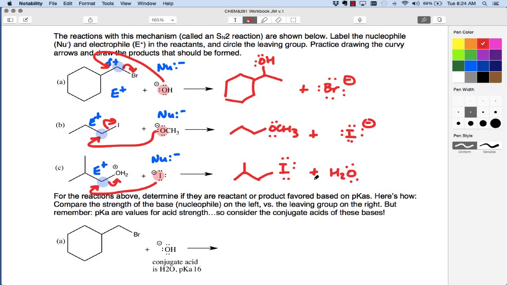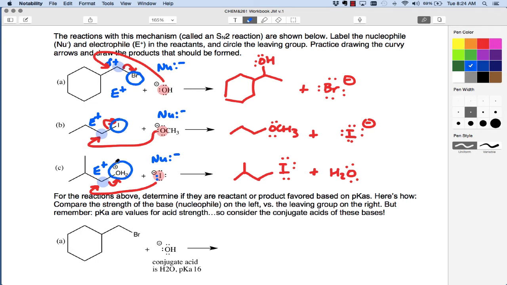All right, guys, so we're back, and I wanted to point out a typo here. Did you guys see it? This iodide has to have another lone pair. There we go. So we're just doing substitution. Notice here's the leaving group, so we should circle it, and it leaves, and then it gets replaced by the nucleophile.